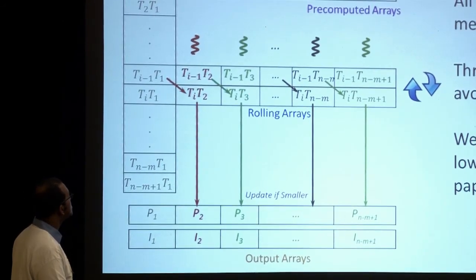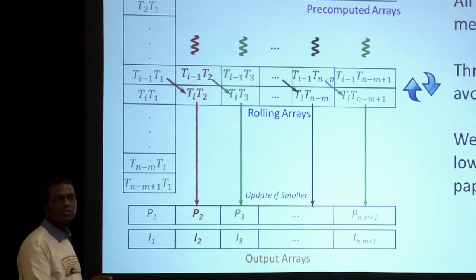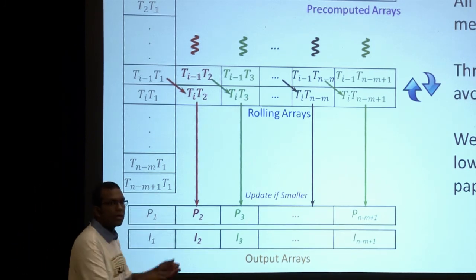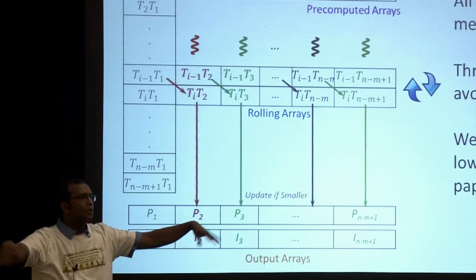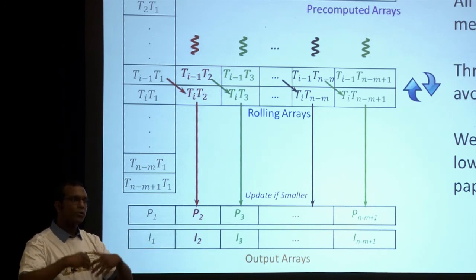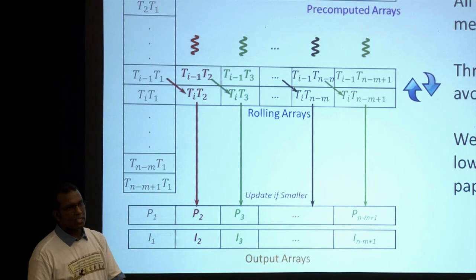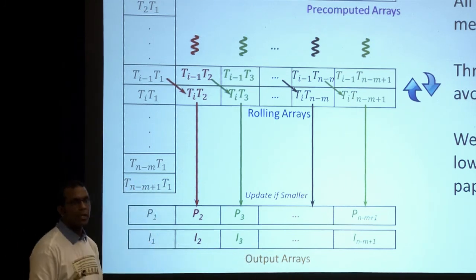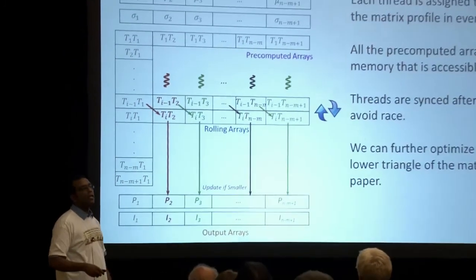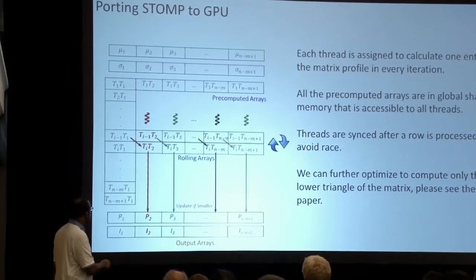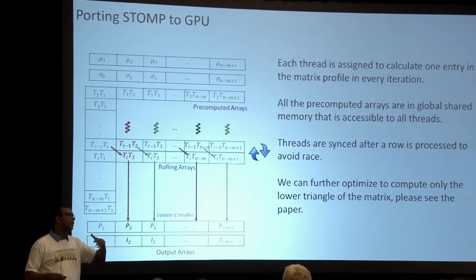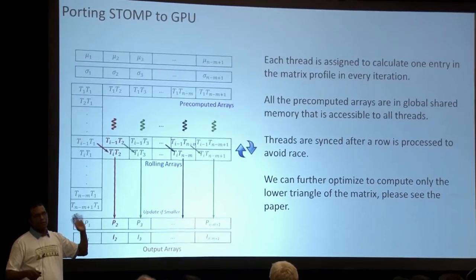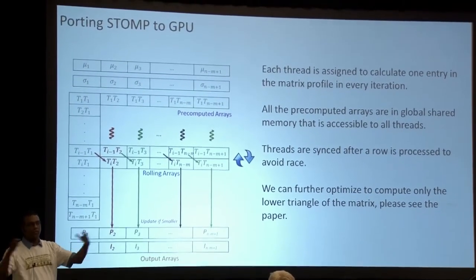Another thread will be responsible to calculate this value and update P3 and so on. And for each row, you will create a set of threads. They calculate the matrix profile, come back to you, and then for the next row, you create again another set of threads. They calculate the distance and so on. So if you parallelize this way, then basically for this whole thing, one update of this thing will be calculated in one parallel run of all of the threads.